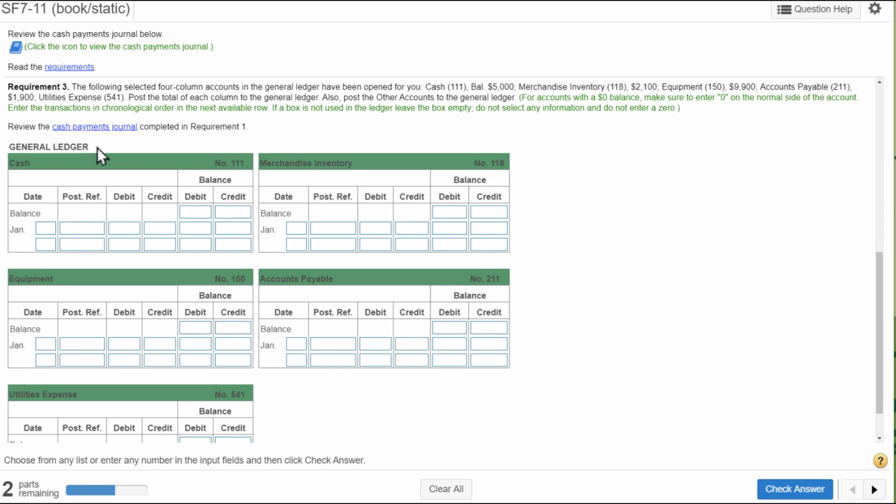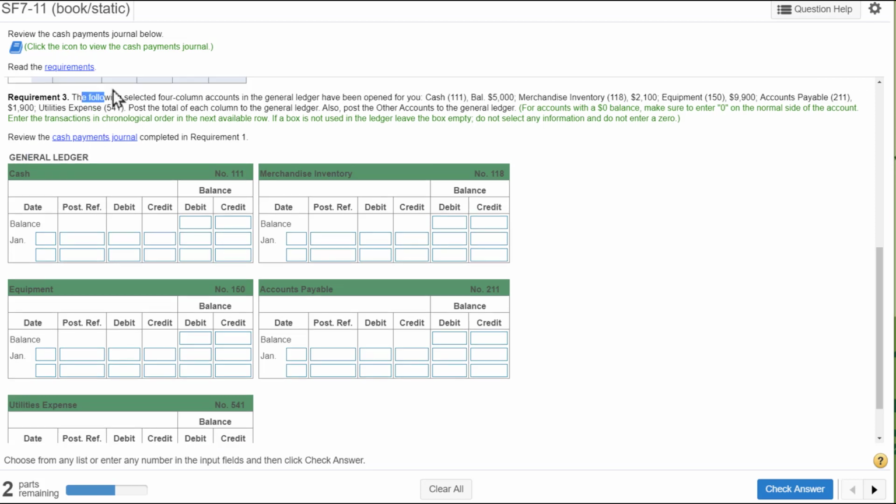Next, they've opened up the general ledger, and we need to post from the Cash Payments Journal to the ledger. So we have updated balances. What we need to do is fill in our balances. So cash has a balance, so the $5,000, does it go on the debit or credit side? It goes on the plus side, which for cash is the debit.